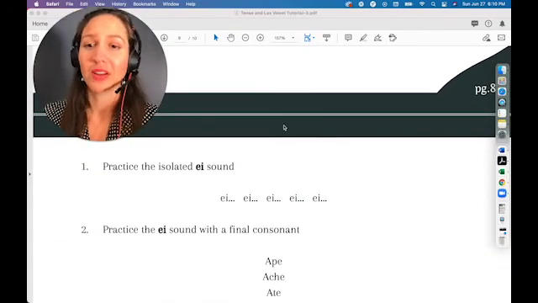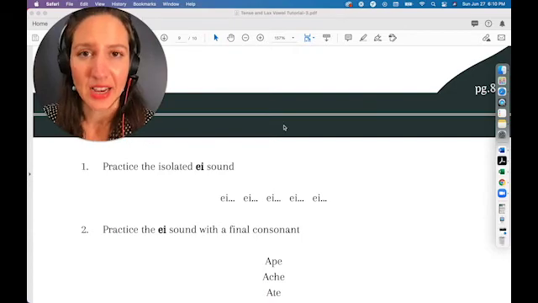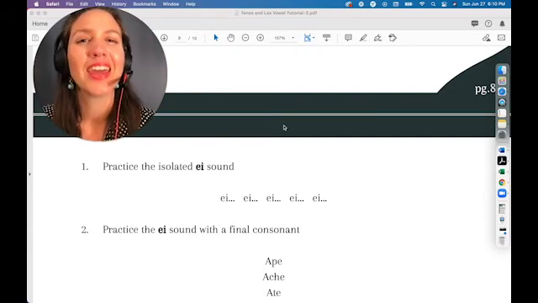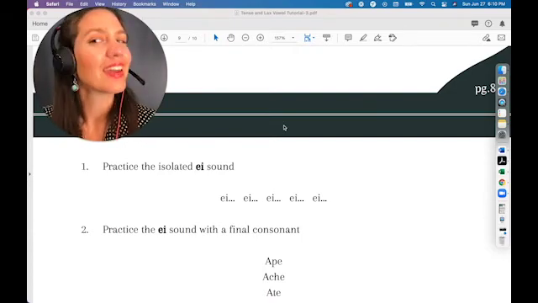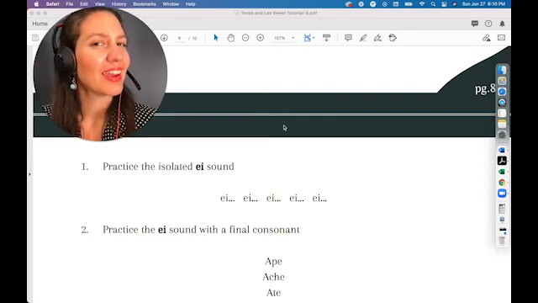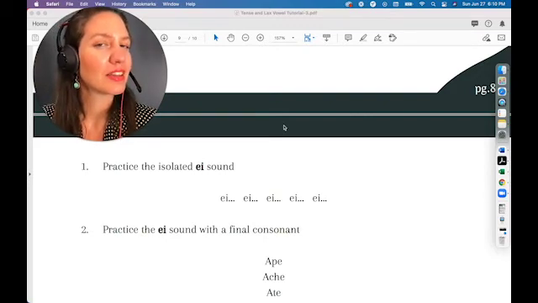So, number 1, practice the isolated A sound. A, A, A, A, A.